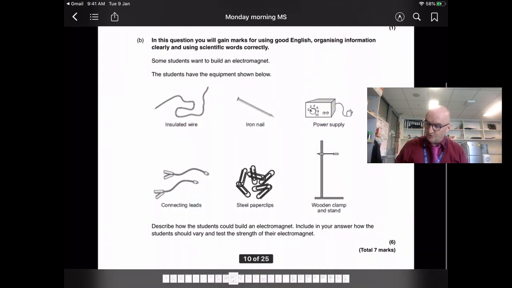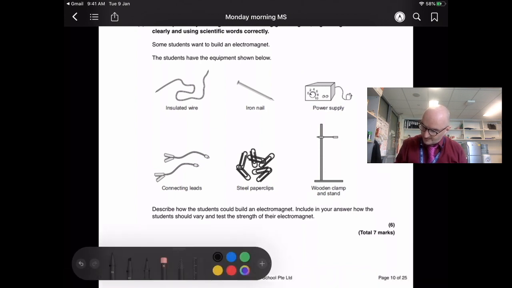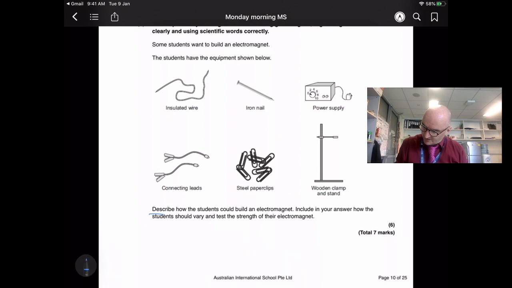In this question, you will gain marks for using good English, organising information clearly, and using scientific words correctly. Maybe you've done this experiment at school. I know my kids did just the other day. Describe how the students could build an electromagnet, including in your answer how students should vary and test the strength. So, keywords. Keep looking at the command terms here, kids. Describe, can do that, okay. Include in your answer how to vary the strength.